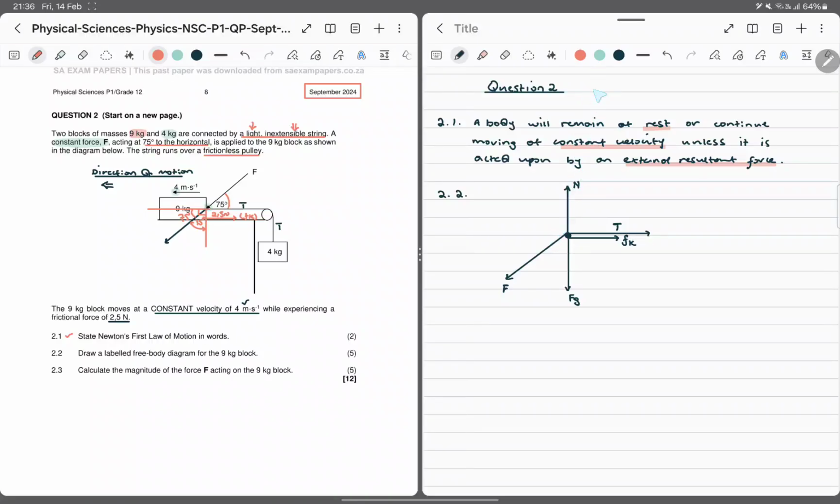So someone may show this angle if they like, but there's no need, honestly. So this should be 15 degrees. If you show it, please show the correct angle. To the vertical, it's going to be 15 degrees. All right. So these are essentially the forces that we need to show. And for each, we get a mark.